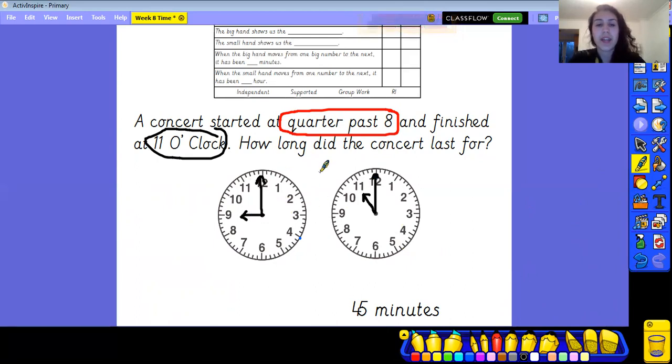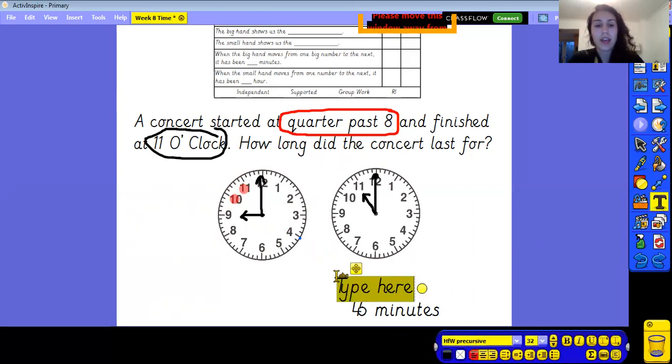But there's still some time to pass. So now that our minute hand is in the same position, it's in the o'clock, it's a simple matter of counting the hours. So from 9 o'clock to 11 o'clock, well, this would be 1 hour and this would be 2 hours. So altogether, it has been 2 hours and 45 minutes.